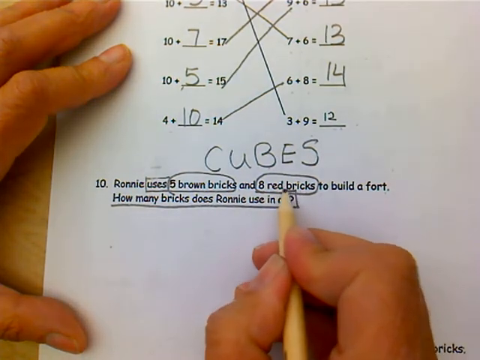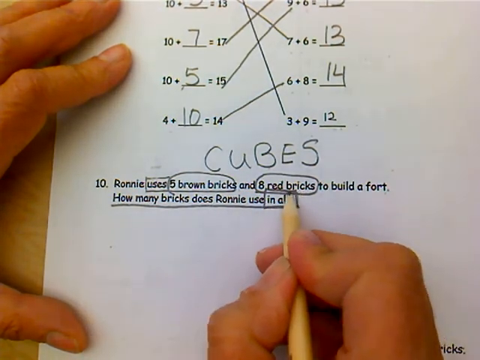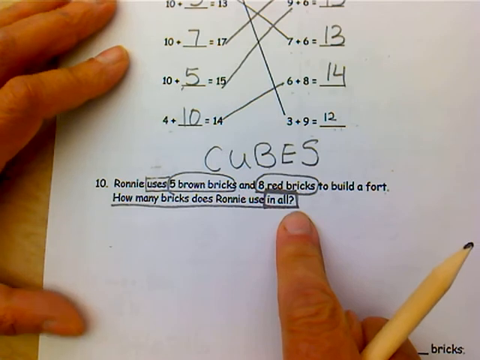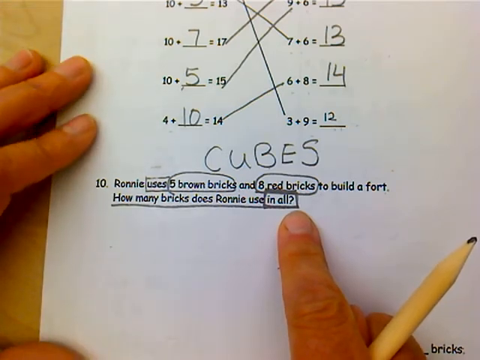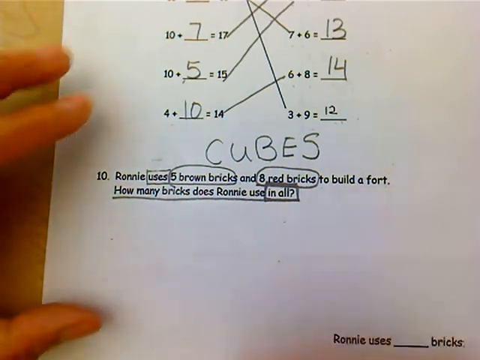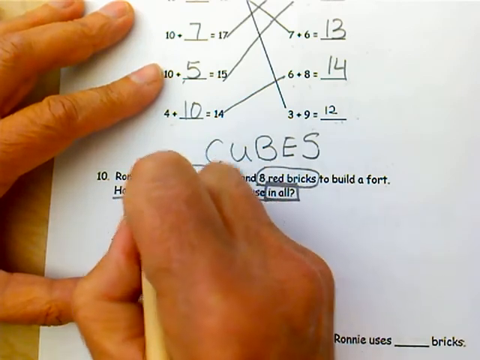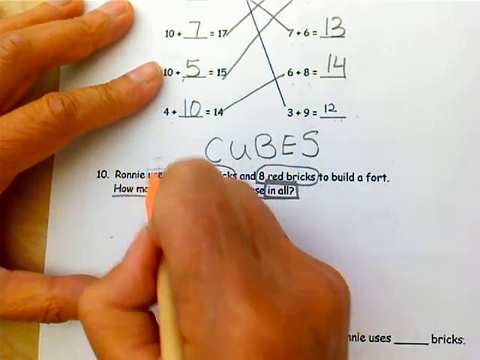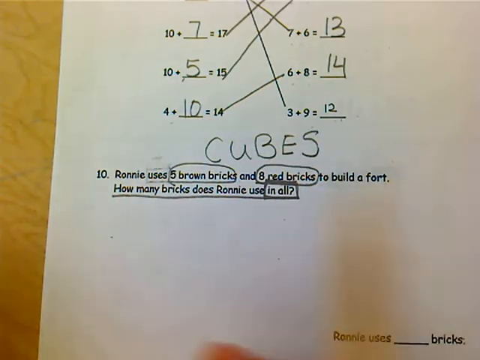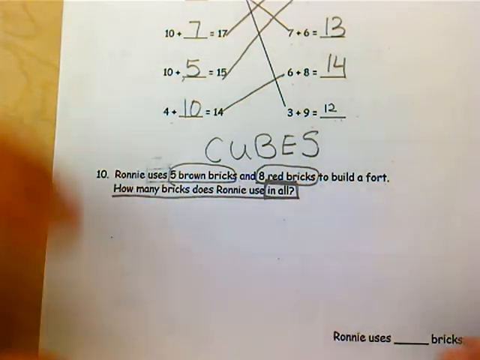how many bricks does he have in all or use in all? Ooh, that's a better keyword for this problem. So because I'm seeing in all, I don't think I'm going to even box that word. No, I think I'm going to unbox it because I'm seeing that I have to put things together.